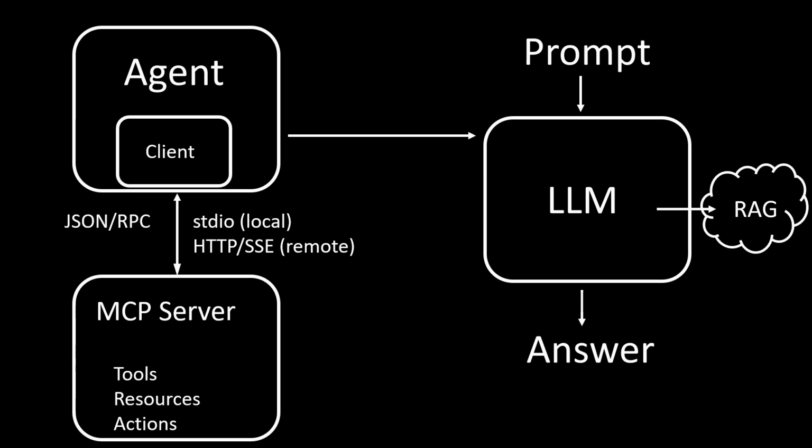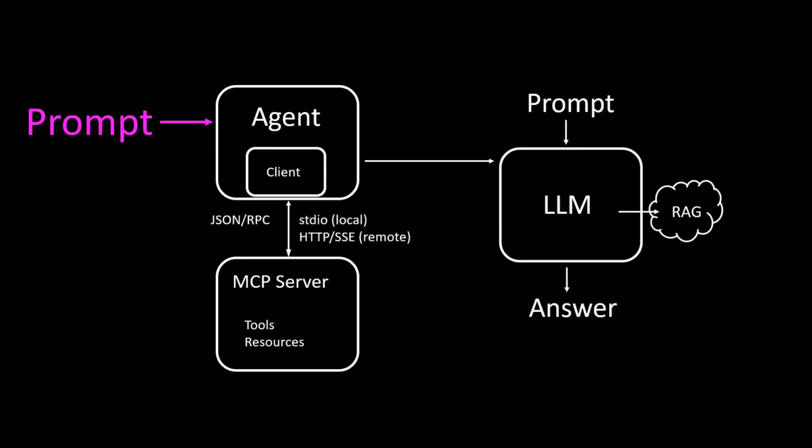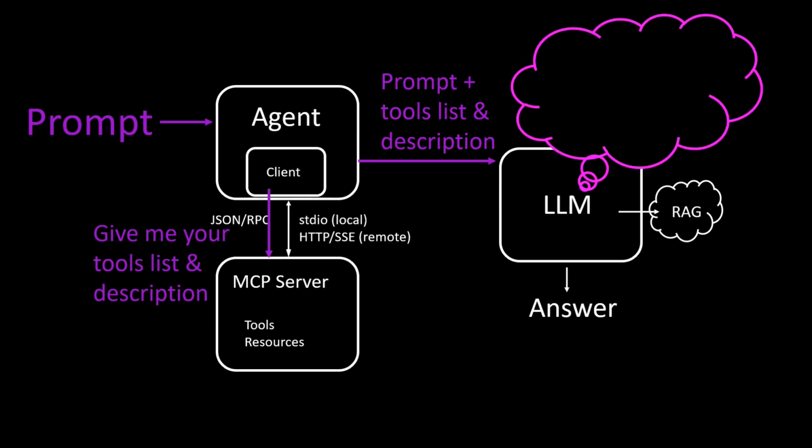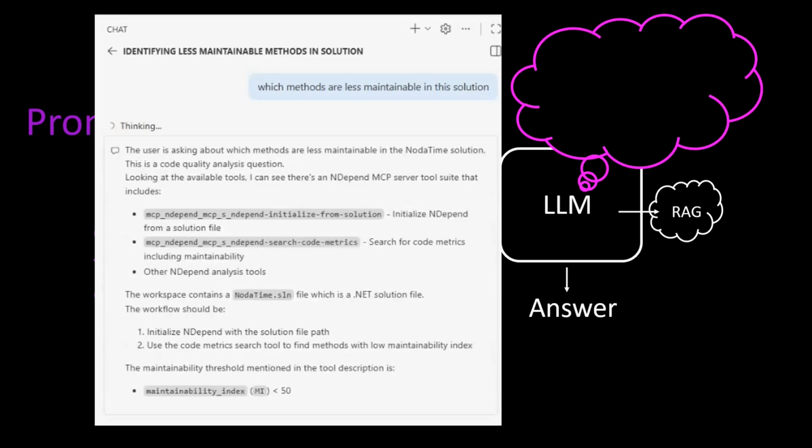Now, with this architecture in mind, let's replay our first demo. We asked Copilot which methods are less maintainable. Somehow, Copilot knows about the available tools and their descriptions. The agent compiles the prompt along with the tools list and sends this to the LLM to determine what should happen next. Claude processes this. We could even watch it thinking in VSCode Copilot. The LLM instructs the agent to first call the initialize tool, then call the metric tool with a threshold.